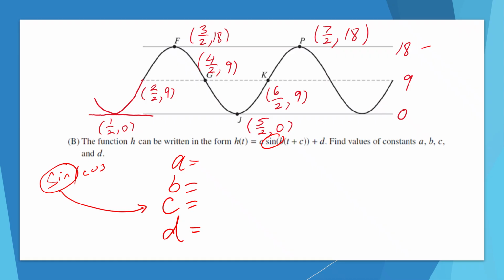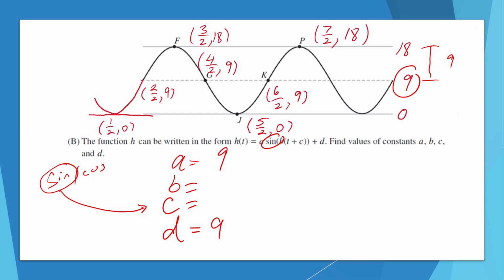A is our amplitude. Our amplitude is the distance, so distance is positive, from max to midline. That's 9, so 9 should be our A value. D is our midline. This is conveniently enough also 9, so even if you get A and D confused for this one, it would be correct. Most of the time, it won't be.